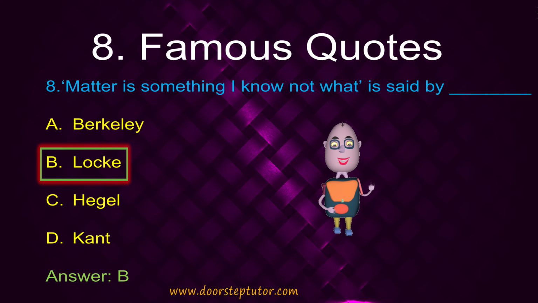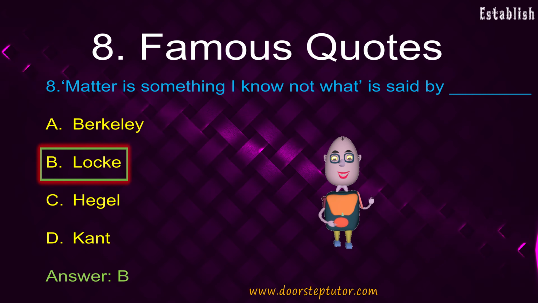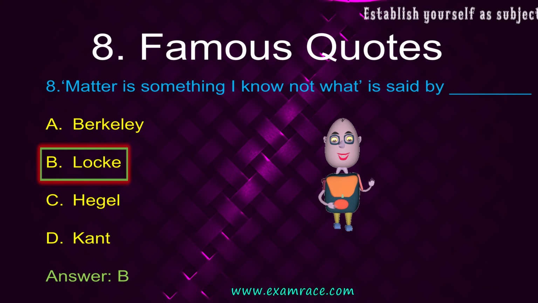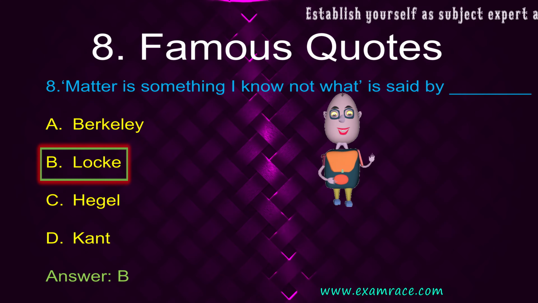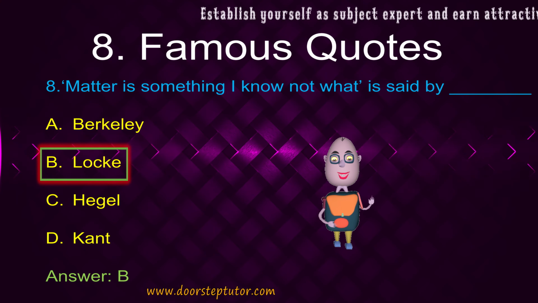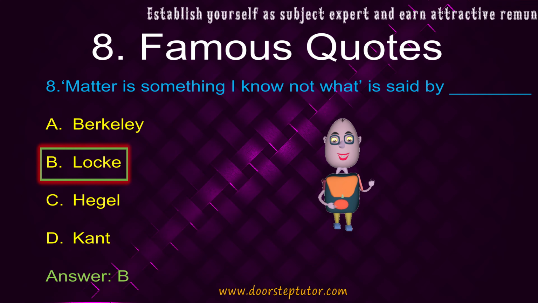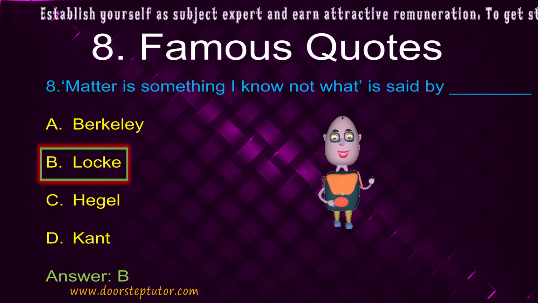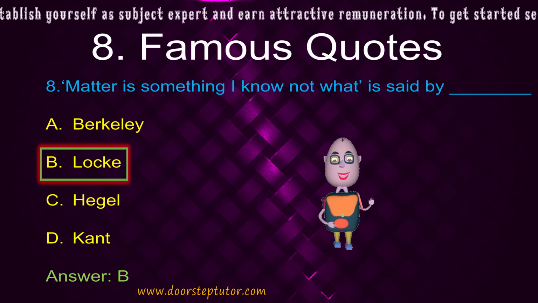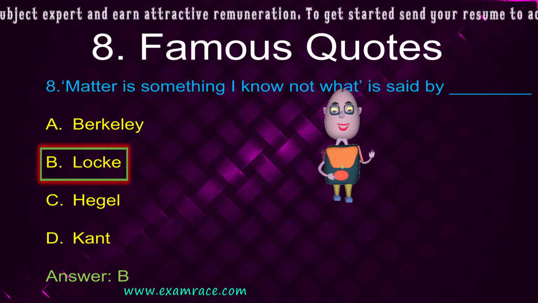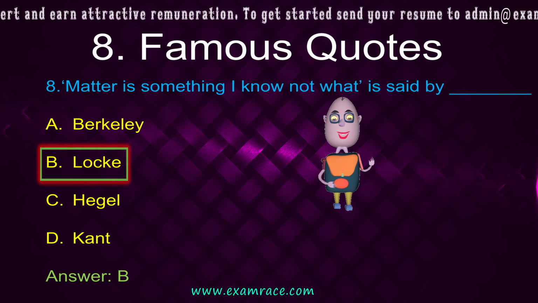Like this, some other questions could be based on the same pattern, that is the famous quotes. Like, matter as such does not exist is said by Berkeley. The real is the rational is a quote by Hegel. What we can know is only the phenomena is said by Kant. So please be thorough with the important quotes by various philosophers, both in Indian and Western philosophy.